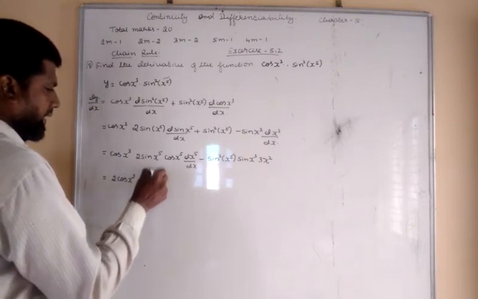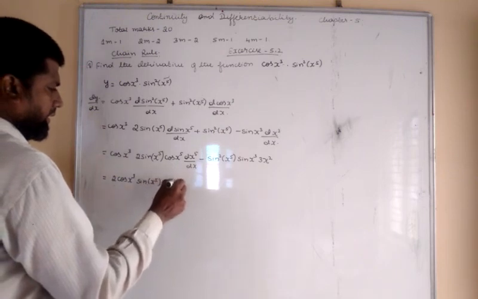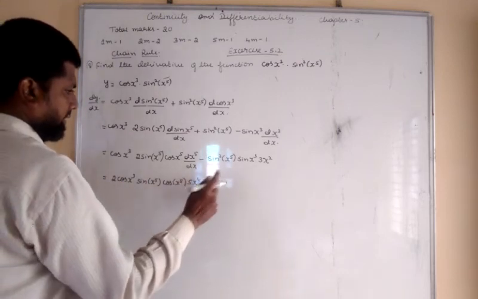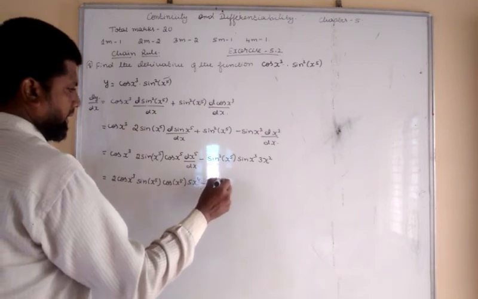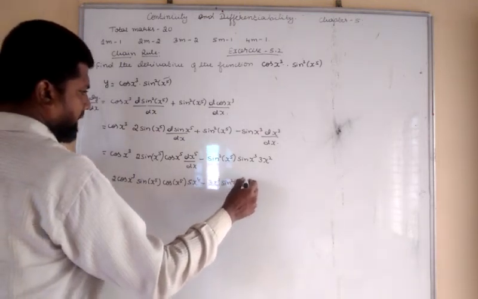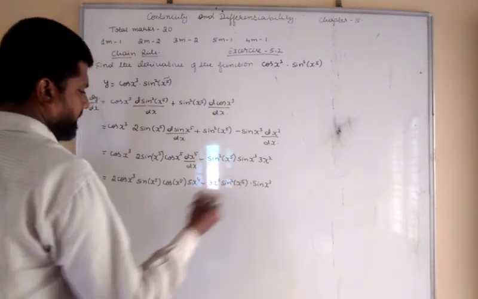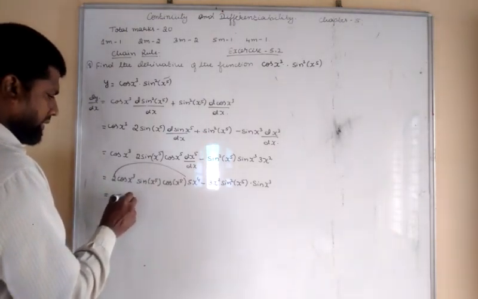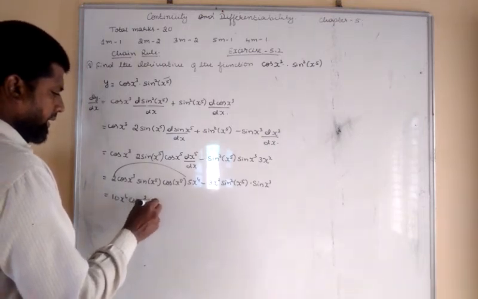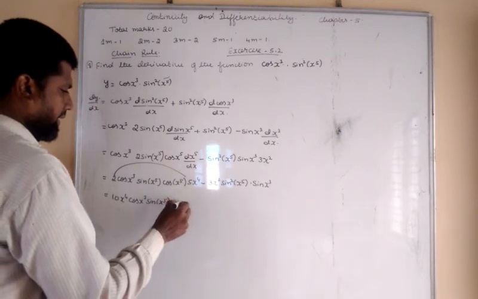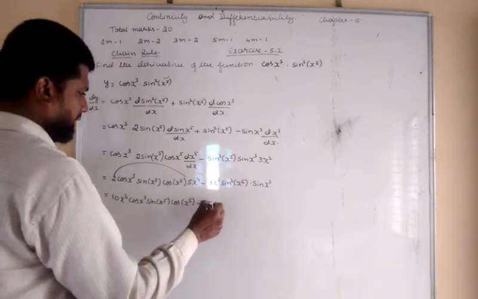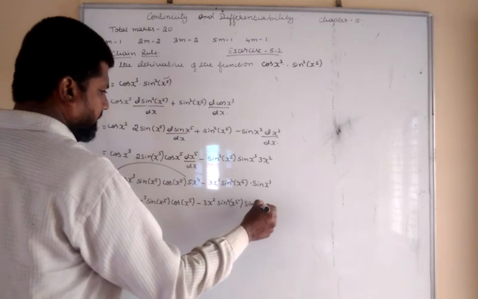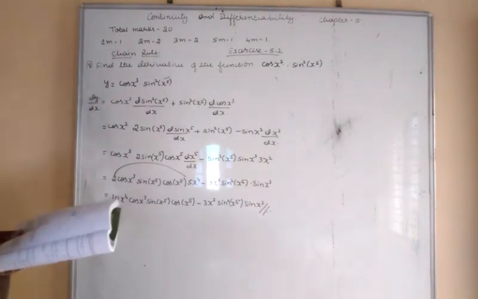So put 2 here, 2 cos x cube sine of x to the power of 5, then cos of x to the power of 5, differentiation of x to the power of 5 is 5x to the power of 4, minus sine, so let us put 3x square, 3x square sine square of x to the power of 5 into sine x cube. If you multiply here, then 5 2s are 10, 10x to the power of 4 cos x cube sine x to the power of 5 cos x to the power of 5 minus 3x square sine square x to the power of 5 sine x cube. So this is the answer. Okay, so let us go for the next problem.